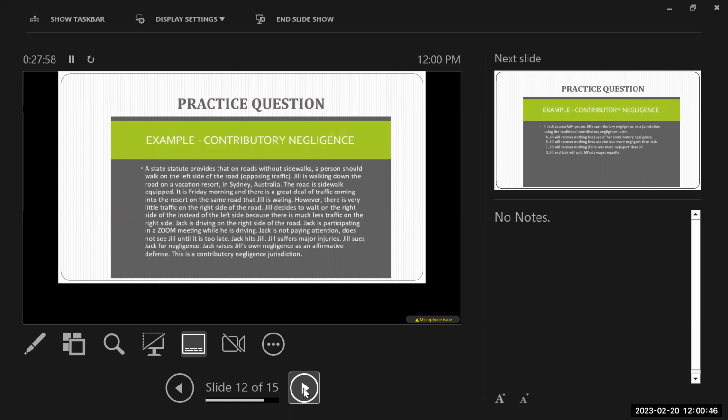State statute provides that on roads without sidewalks, a person should walk on the left side of the road. Jill, right, we talked earlier about where do these duties come from? Well, sometimes the duty comes from a statute. So here we go. Jill's walking down the road, vacation resort in Australia, right? Friday morning, great deal of traffic coming into the resort. And Jill is walking on the same road that people are coming in and exiting.